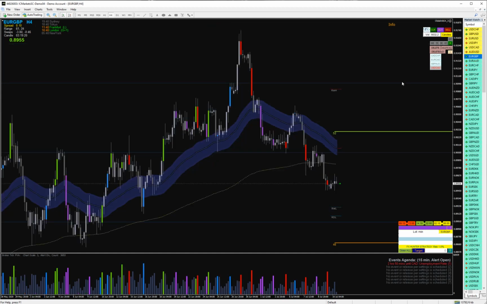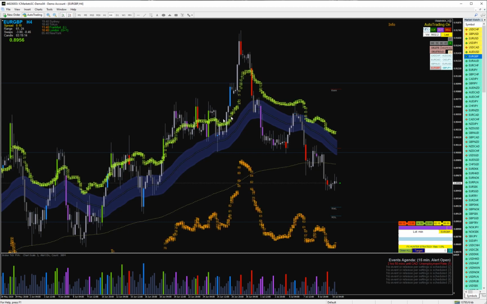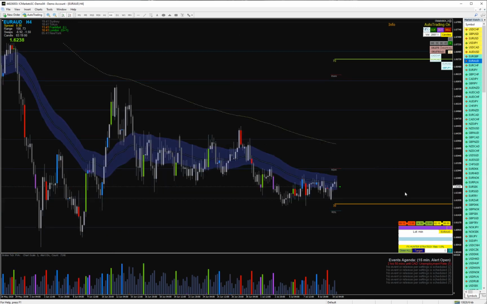So here on the euro pound, it's the opposite side. Look at this. Buyers trapped, and right now the price is dropping down, and we can safely have our stop loss above. So yeah, this is the retail traders positions indicator.